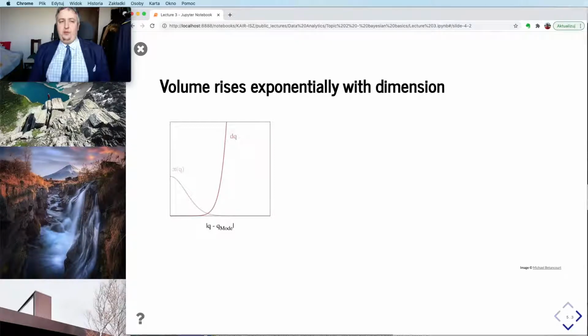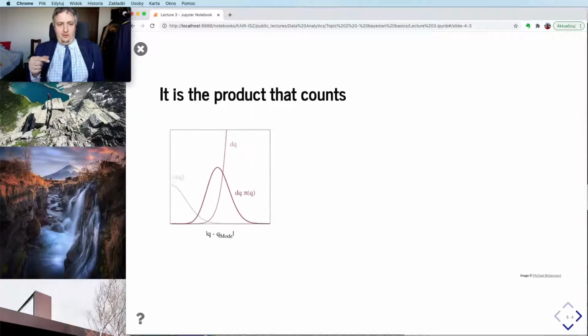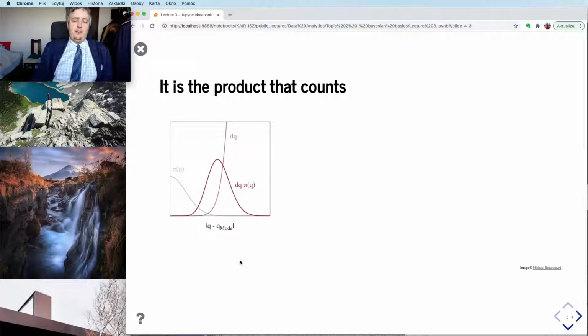So if volume rises exponentially with dimensions, then what can we do? Well, we are not computing volume by itself. We are not computing the function by itself. We compute the product. And the product is what counts, because it shows us that while we are increasing dimension, the main elements that contribute to the expectation are the set where volume is rising, but the distribution has not vanished yet.